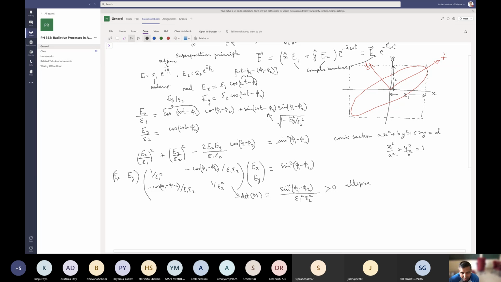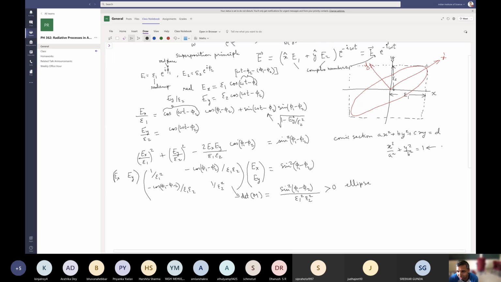Now you can actually see that in this case the matrix will be 1 by a squared, 1 by b squared, 0, 0. So the determinant is greater than 0. So what this means is that if the determinant is greater than 0, you can always transform this form of an ellipse into a form which is something like this. Okay.